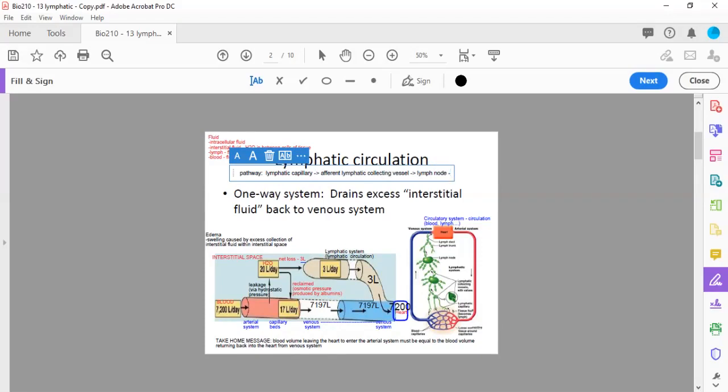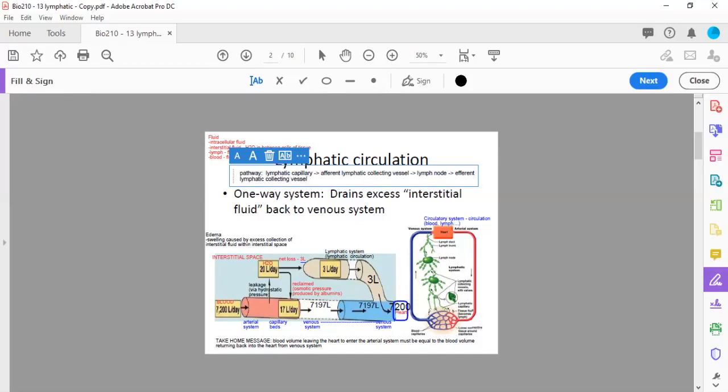And the lymph node goes out into what's called the efferent lymphatic collecting vessel. So afferent means going in, efferent means coming out. Okay. And as you remember what I taught you in the last slide, the purpose of the lymph node is to filter, right? So the lymph that comes out of the lymph node is more filtered than what went into the lymph node.